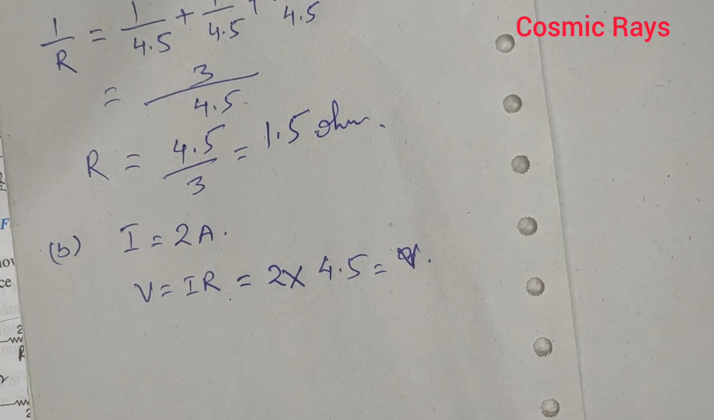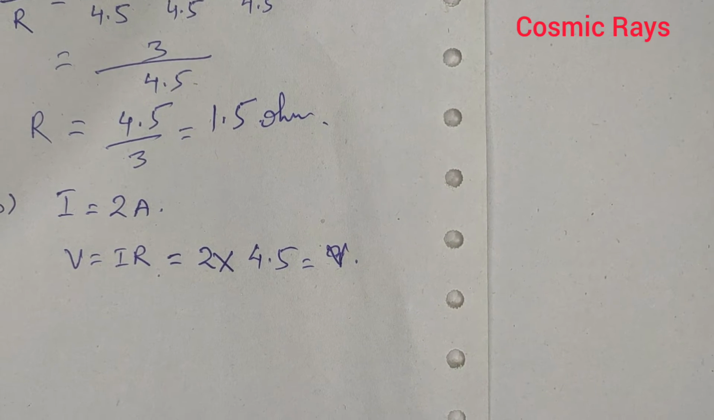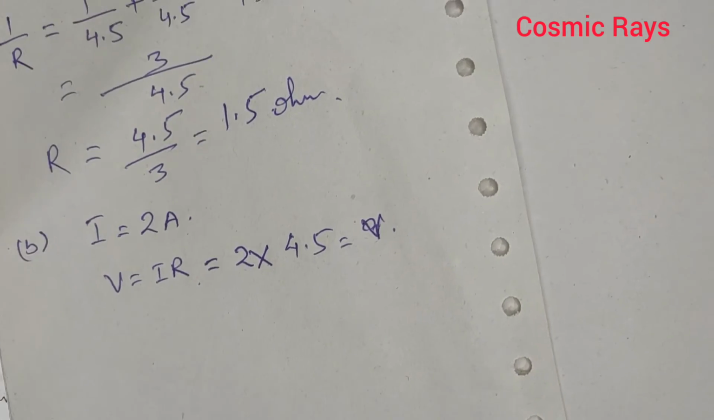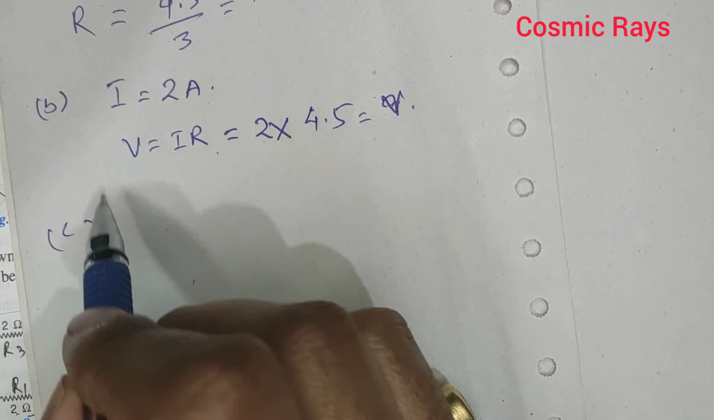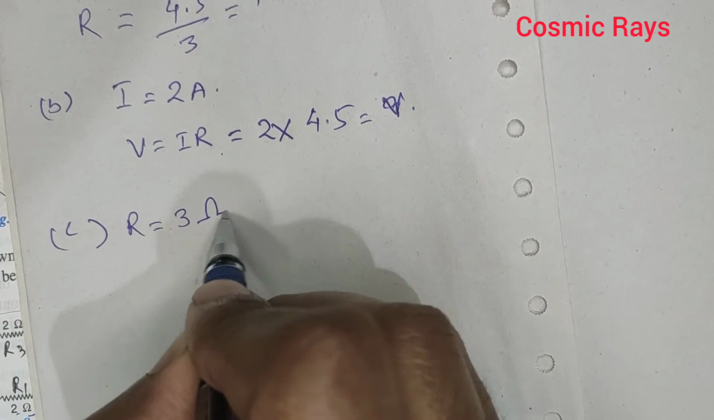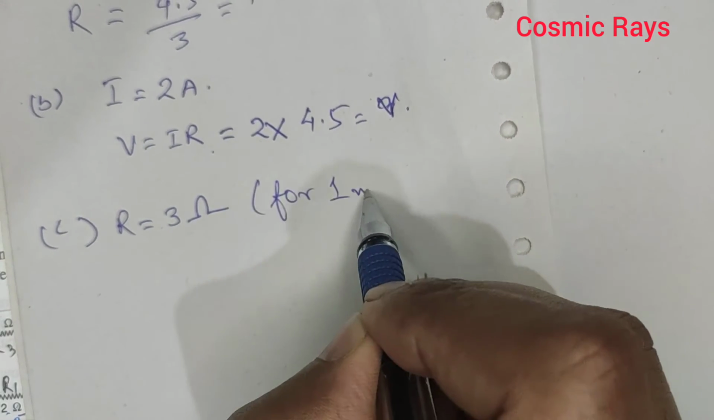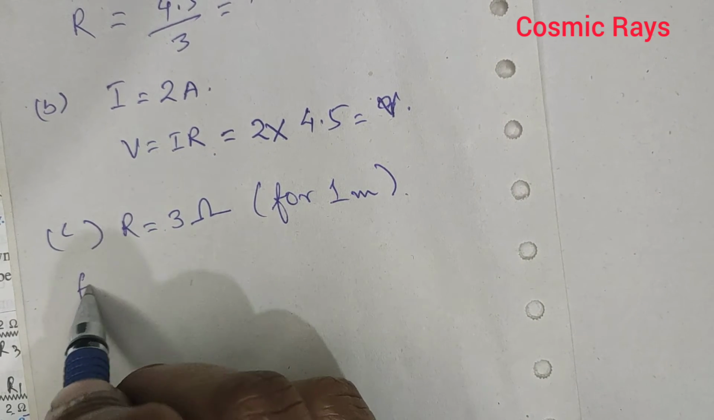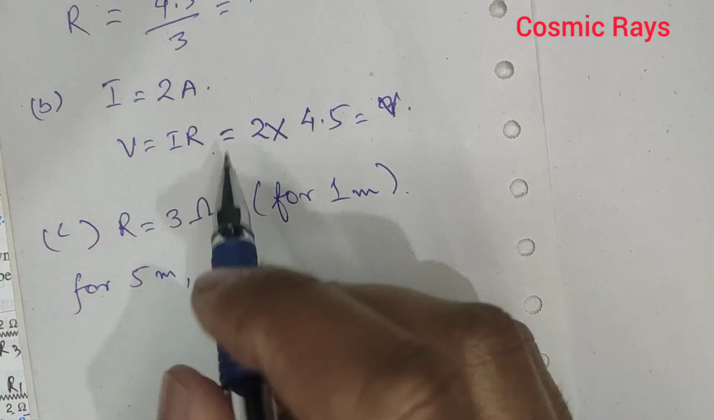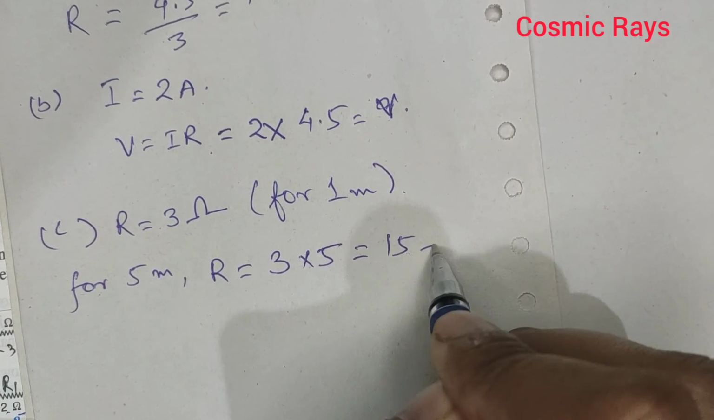Now the third part of the question, where the resistance of 5 meter length of the wire of the same material but twice the area of cross section. So now for the third part, R is equal to 3 ohms, which is for 1 meter. This is given in the question. Now for 5 meter, R will be 3 into 5, that is 15 ohms.